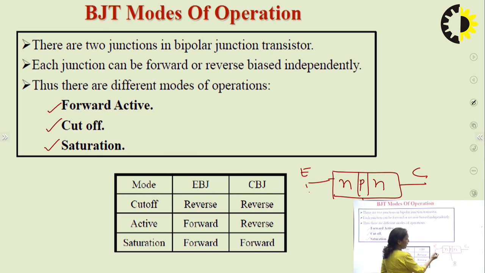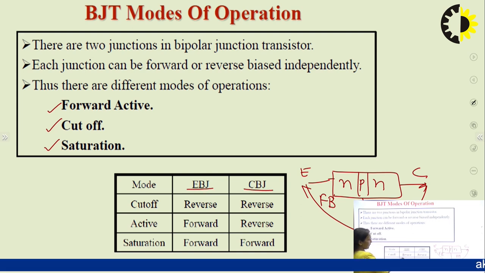If we forward bias emitter to base terminal and reverse bias collector to base terminal, then our transistor will operate in the active region. So here we can see emitter to base junction and collector to base junction. When emitter to base junction is forward biased and collector to base junction is reverse biased, then the transistor operates in the active region.